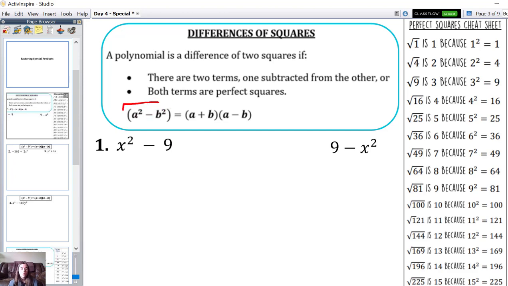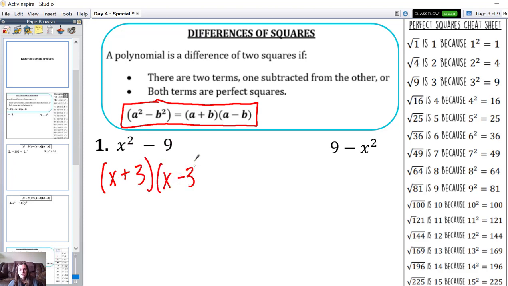So we're going to use this form to factor our difference of squares. The original form is a squared minus b squared. I'm going to take the square root of each term, and those are going to be my two factors, where one of the factors has a plus inside and one of them has a minus on the inside. So for number 1, I'm going to do x plus 3, take the square root of both terms, and x minus 3, and those are our two factors. If you're not sure, you can always redistribute and see if you get back to x squared minus 9.